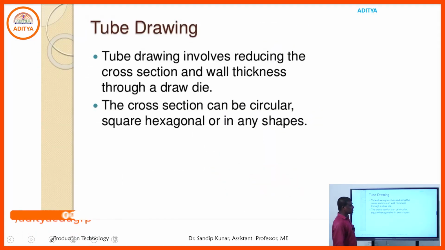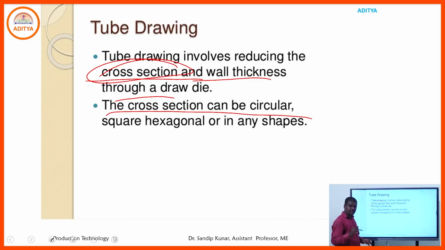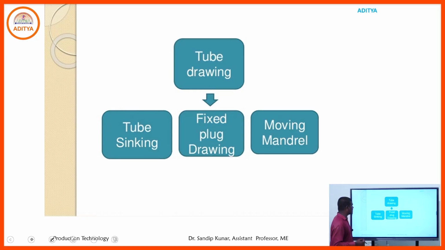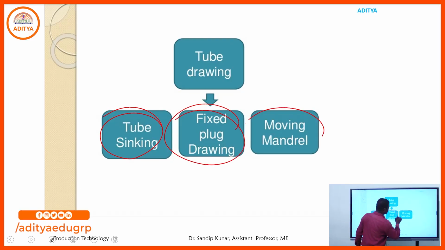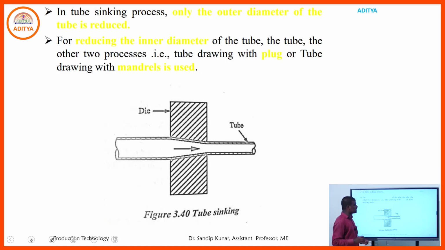Tube drawing involves reducing the cross-section and wall thickness. The cross-sectional area decreases and the wall thickness also reduces through the die operation. The cross-section of the product may be circular, square, hexagonal or any other shape. Tube drawing is generally of three types: tube sinking, fixed plug drawing and moving mandrel drawing.